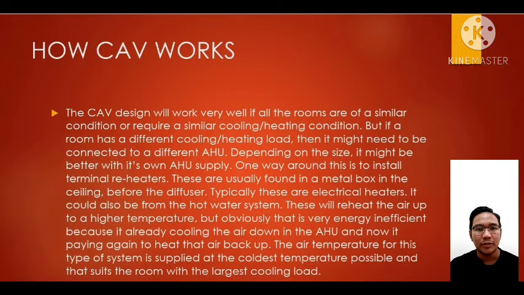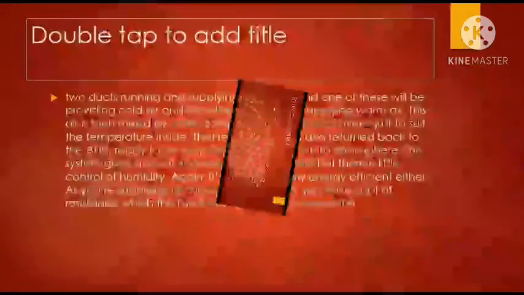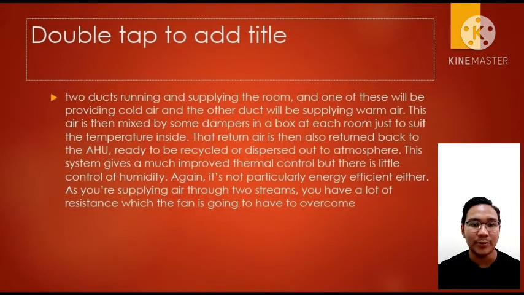The air temperature for this type of system is supplied at the coldest temperature possible, and that suits the room with the largest cooling load. In the mixed air system, there are two ducts running and supplying the rooms, and one of them will provide cool air and the other one will be supplying warm air. This air is then mixed by a damper in a box at each room just to suit the temperature inside. The return air is then also returned back to the AHU, ready to be recycled or dispersed out to the atmosphere.